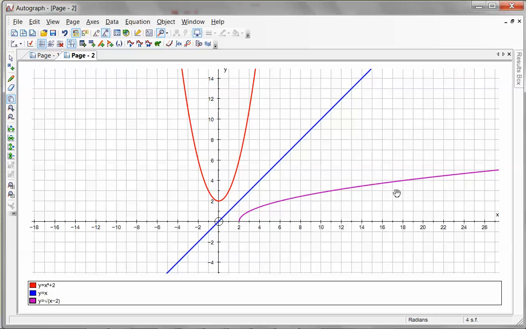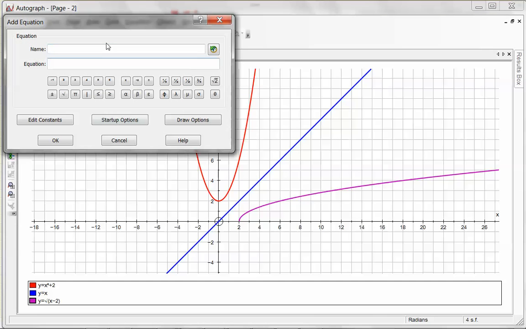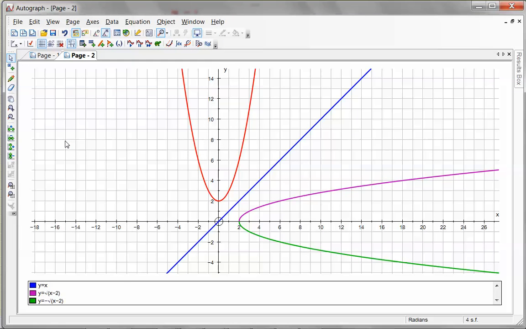Now here's the thing. Here's how you decide whether a function is a function or not. It's called the vertical line test. So if I were to draw the other half, so I'm just going to put negative the square root of x minus 2. So that's what it would look like if it was a true reflection.